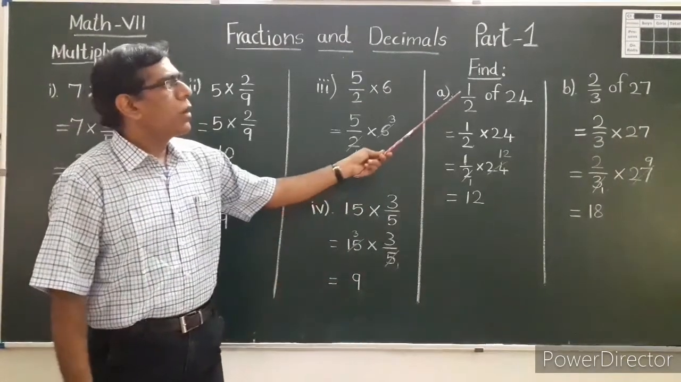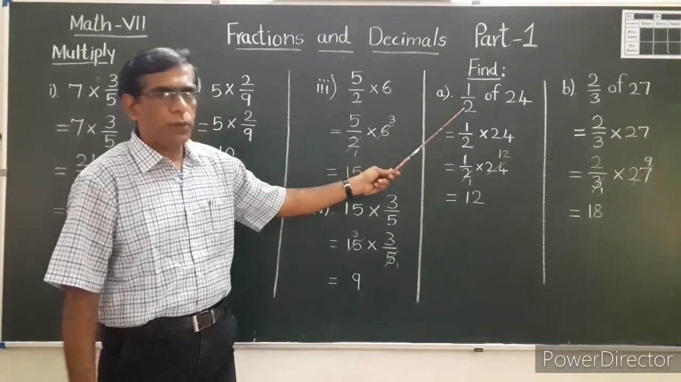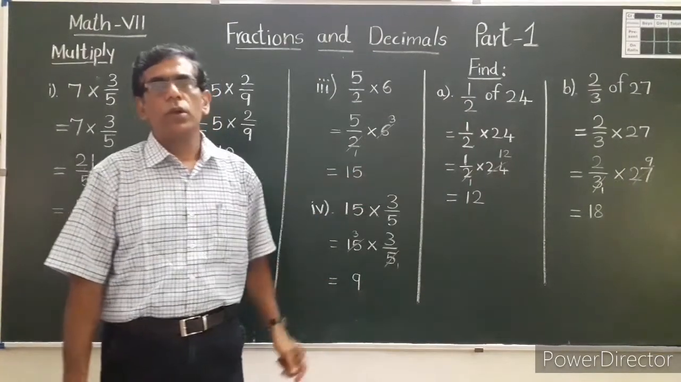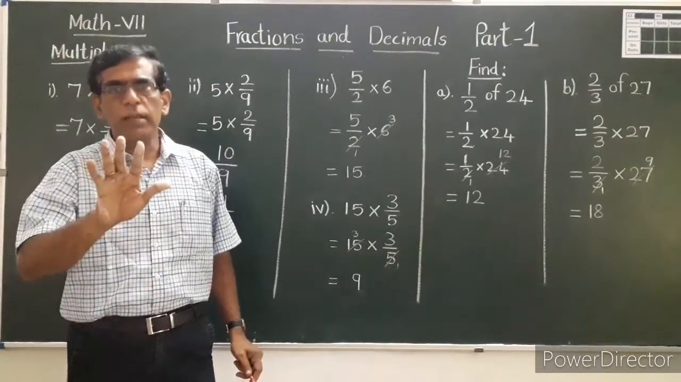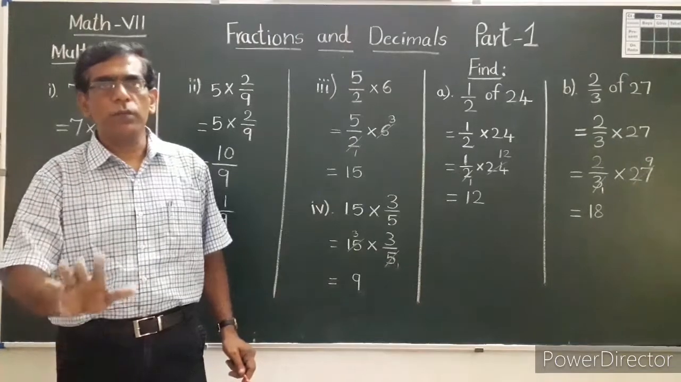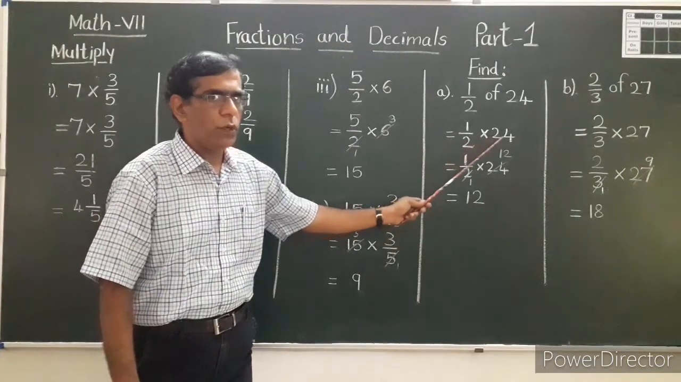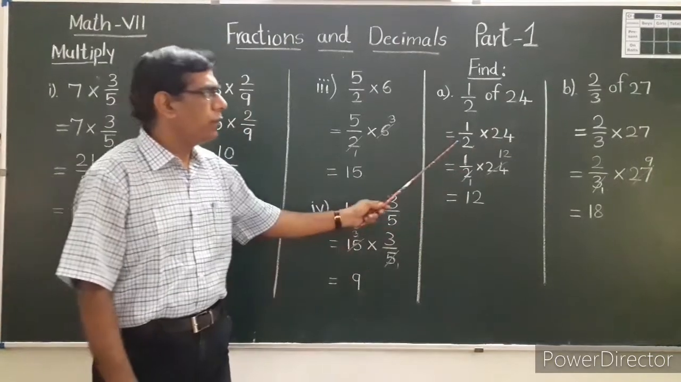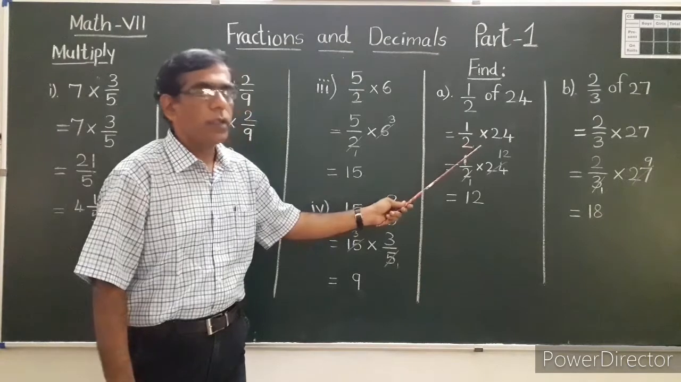So here is one more type of problem. Find 1 by 2 of 24. Children, here 'of' means multiply. So 1 by 2 into 24. Half means multiplication sign in that.